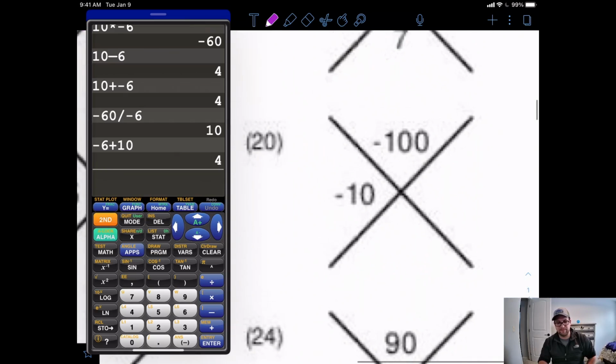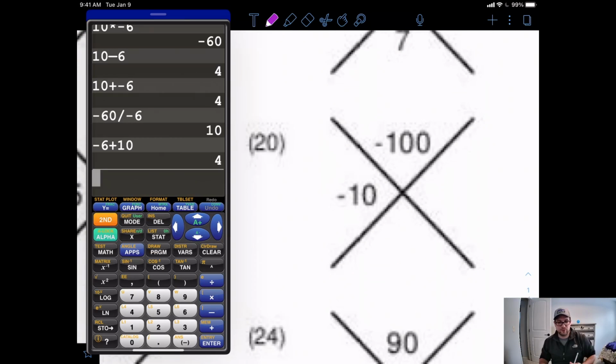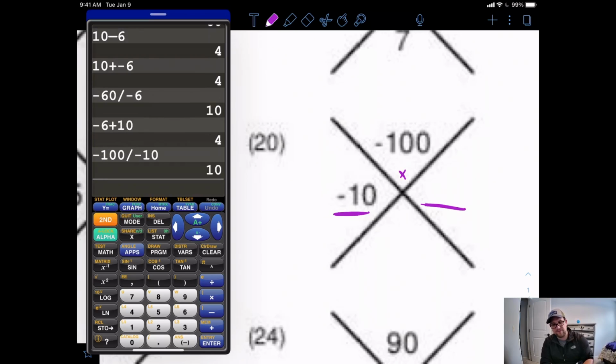So how about this one, number 20? In this one, we need to know -10 times what number is equal to -100. To figure that out, we just need to take -100 and divide that by -10, and we find out that this number must be 10.